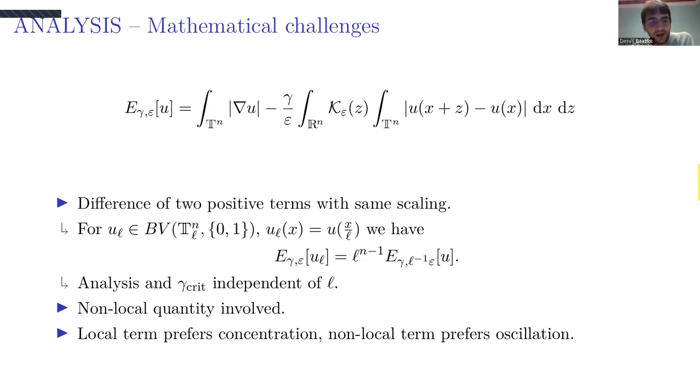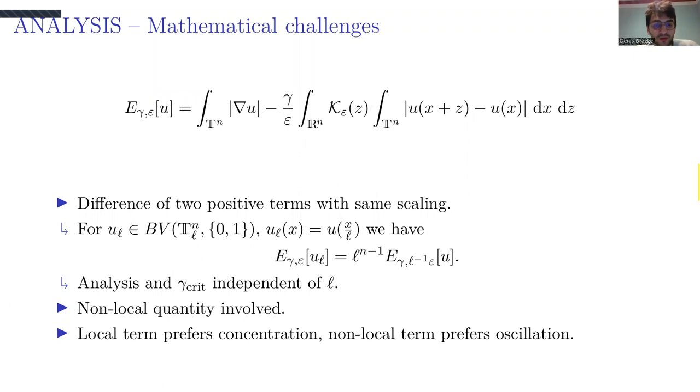Let me tell you first about the mathematical challenges. First, we have a difference of two positive terms with the same scaling. What I mean by this is, if I rescale the function u, which you can see here, I just get a constant in front here and a dilation of epsilon here. So there are finer phenomena going on. This also means, by the way, that the critical value gamma crit is independent of the reference domain of this torus. No matter how large I choose the torus, gamma crit is independent of this length. So we can rescale everything to the unit flat torus.